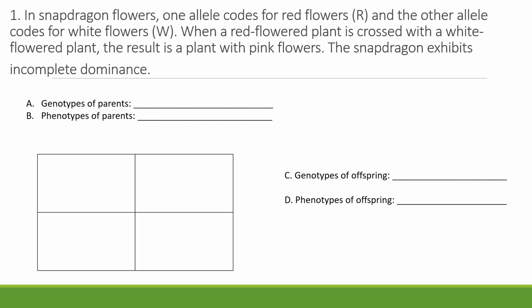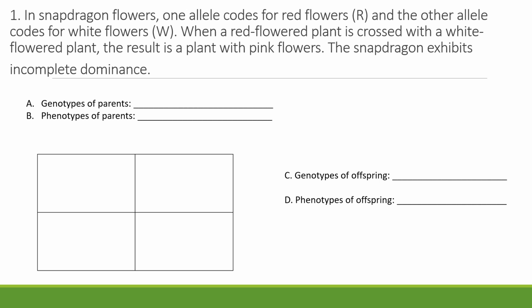Anyways, one allele codes for red flowers, okay, so that's our capital R, and the other allele codes for white flowers, and we are using a capital W, okay? When a red flower plant is crossed, or if we were breeding the two, with a white flowered plant, the result is a plant with pink flowers. So it is a mixture of the red and the white colors. Okay, and this type of genetics is actually way more common than the one we learned before, right? A lot of things are a blending of multiple.